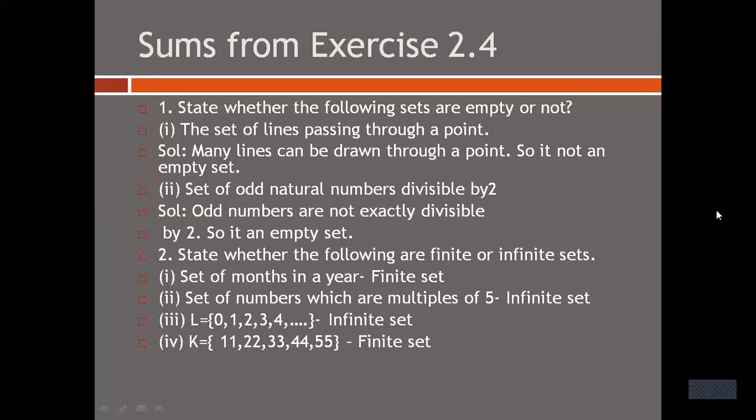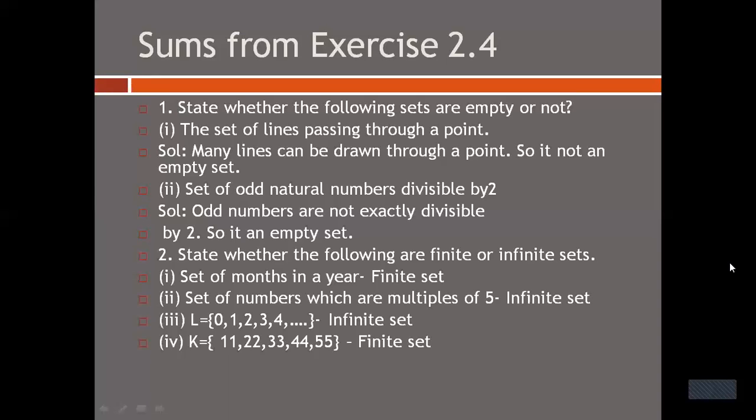Now, third question, set L is equal to {0, 1, 2, 3, 4, etc.}. You know, etc. means what? There is no ending number in the set. So it's an infinite set. Now set K is equal to {11, 22, 33, 44, 55}. So you know the starting number and you know the ending number in the set. So that's why it is a finite set. So these are some of the sums from exercises 2.3 and 2.4 based on equal and equivalent sets, finite and infinite sets.